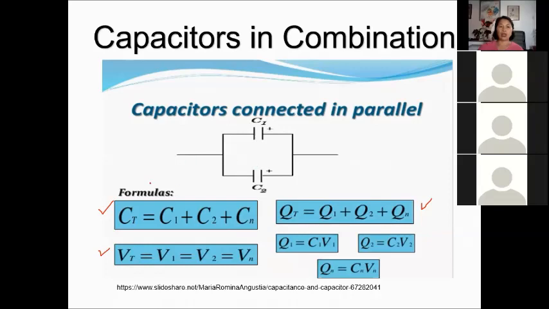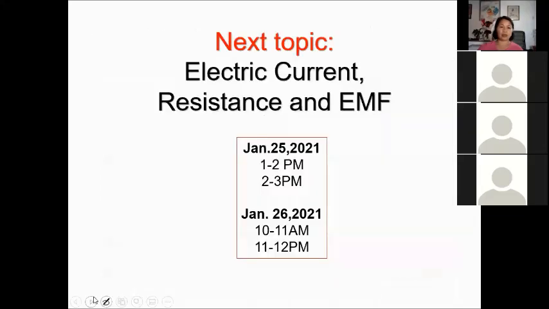Now, if you want to increase, if you want a large value or bigger value, or if you want to increase the capacitance of a capacitor, you connect it in parallel. If you want to decrease, then you connect it in series. Okay, so that's all for today.